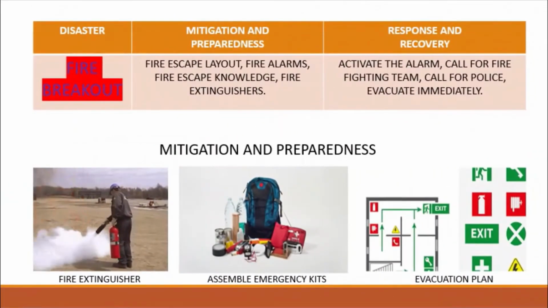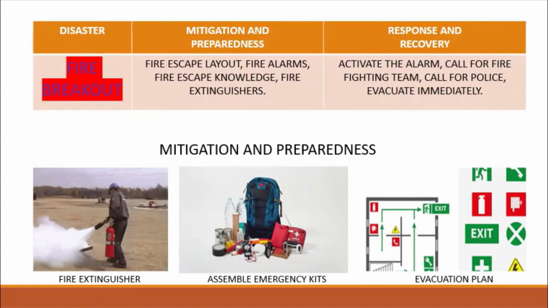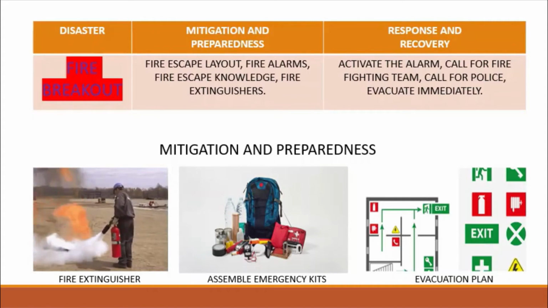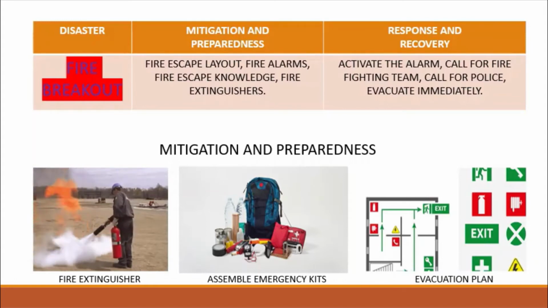So the next disaster is fire breakout. Fire breakout means whenever a sudden fire takes place in a house, this is known as fire breakout. Now the measures for mitigation and preparedness. The measures taken for mitigation and preparedness are fire escape layout, fire alarms, fire escape knowledge among the people, and fire extinguishers.